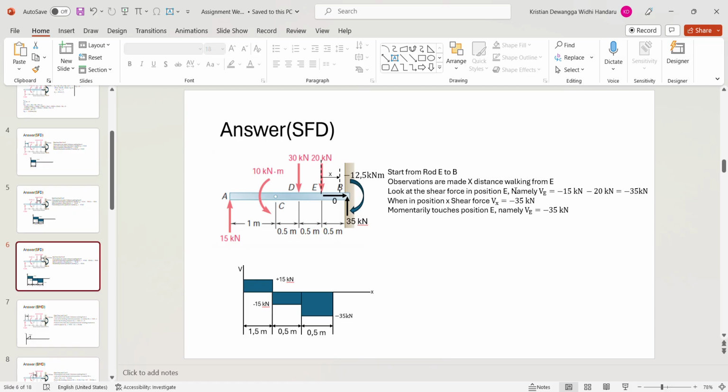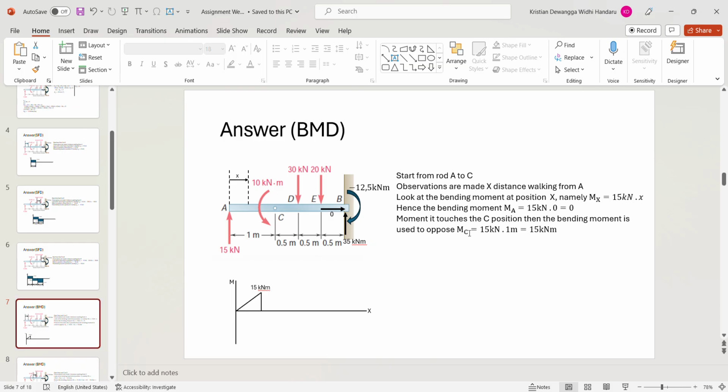For V from road E to B, VE equals minus 15 kilonewton minus 20 kilonewton equals minus 35 kilonewton, Vx minus 35 kilonewton, and VE minus 35 kilonewton. And this is the last result for the SFD graphic.